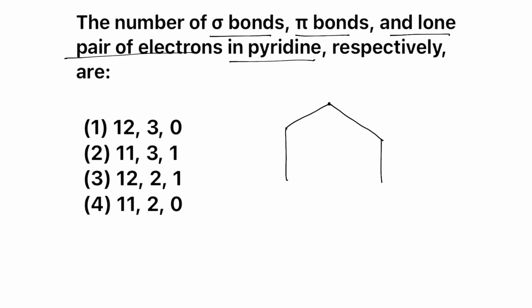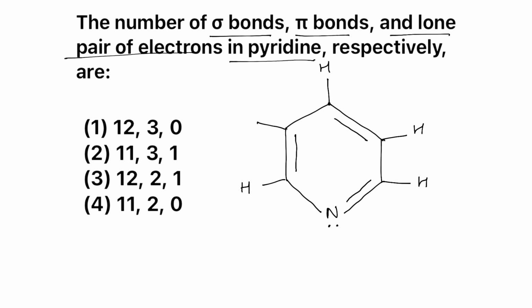It is a 6-membered ring, with one nitrogen replacing a carbon. On the 6th position, you can see a nitrogen with one lone pair. Got it, right? Then at adjacent positions, you can see double bonds like this. Now on all these carbons, of course, you can see hydrogen. Correct? Okay. So this is the structure of pyridine.